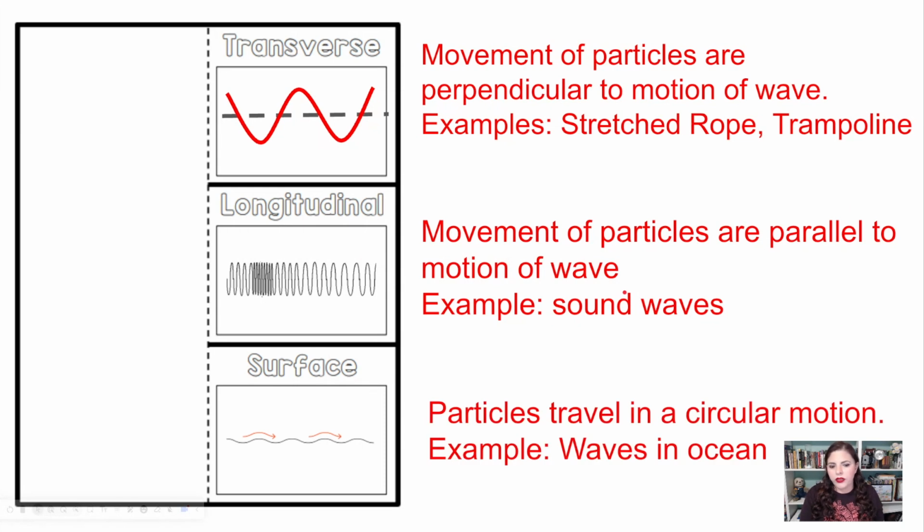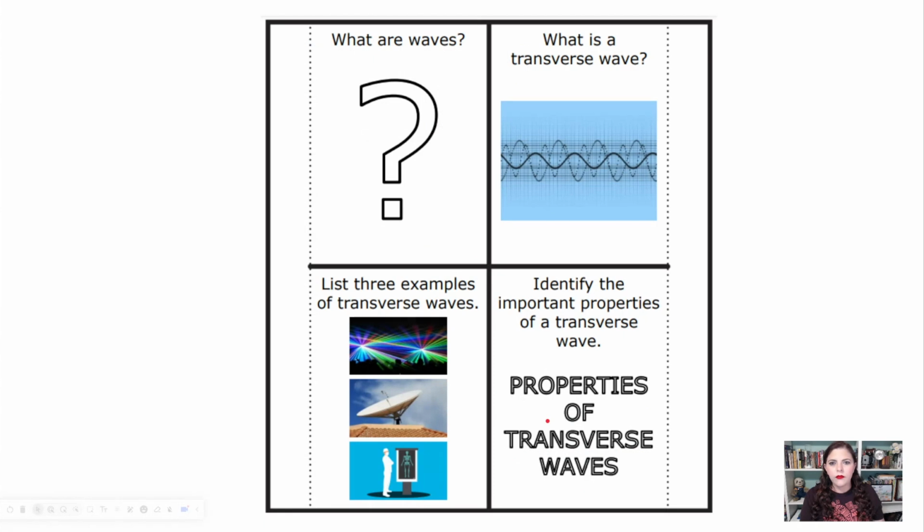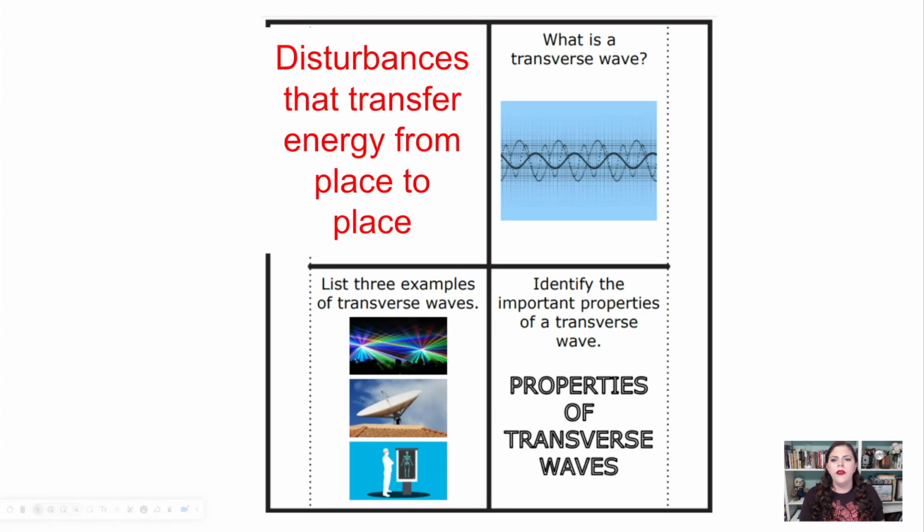So this is like waves in the ocean. They're moving in a circular motion, and it's going to look like waves on the surface of the ocean. Okay, so those are transverse, longitudinal, and surface waves. So what are waves? They're disturbances that transfer energy from place to place.